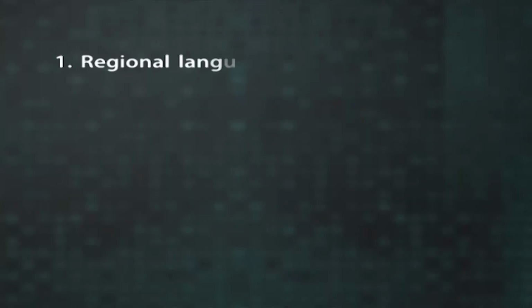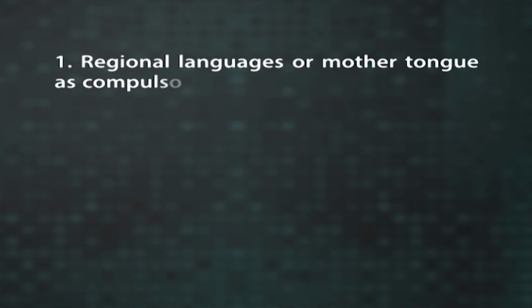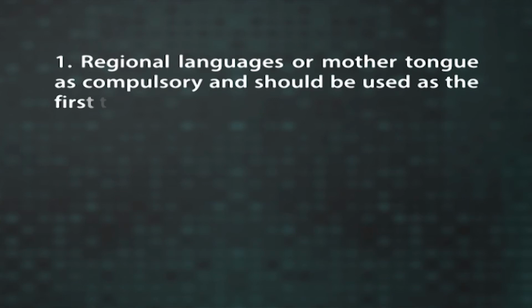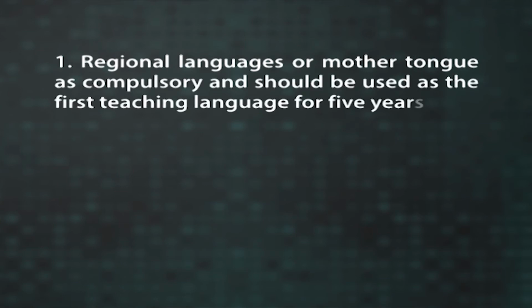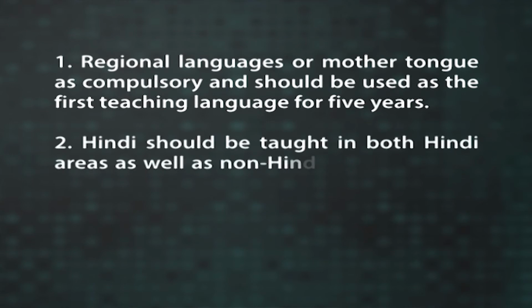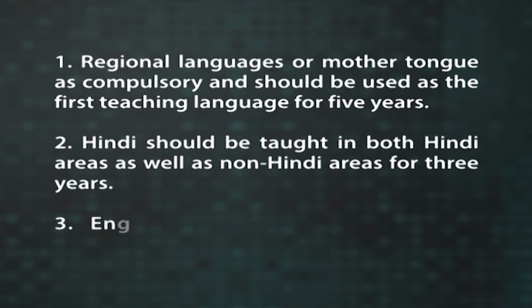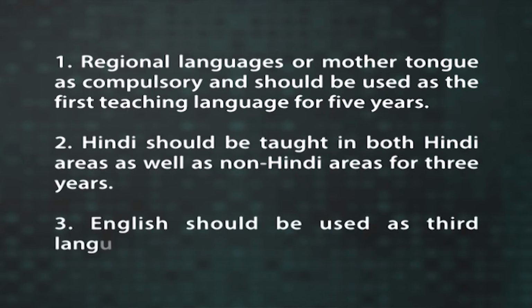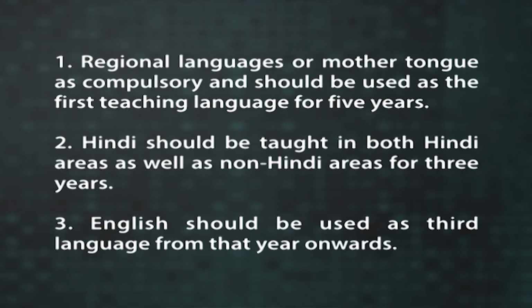The formula expected a student to acquire sufficient control over 3 languages by the time he or she completes schooling. The 3 language formula recommended the following: regional language or mother tongue as compulsory and to be used as the first teaching language for 5 years. Hindi should be taught in both Hindi areas as well as non-Hindi areas for 3 years. English should be used as the third language from that year onwards.